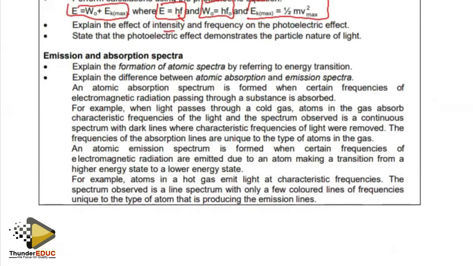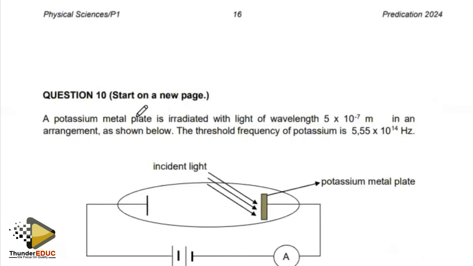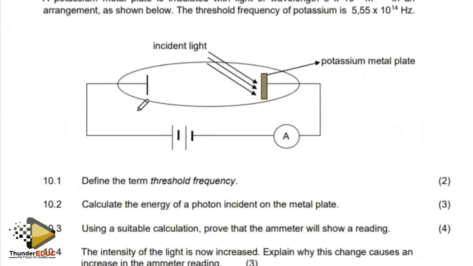So this we need to know, at least before we go for the paper. Okay, let's answer this last question. They're telling us a potassium metal plate is irradiated with light of this much wavelength. In an arrangement as shown below, the threshold frequency of this is this much, and then define threshold frequency.